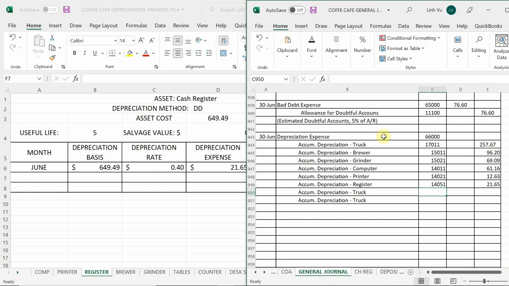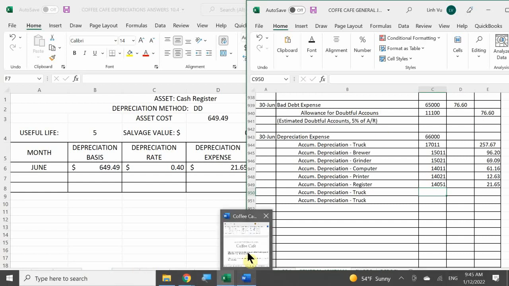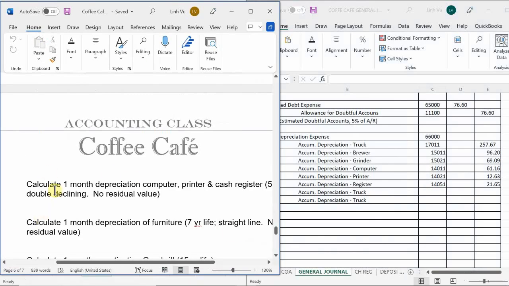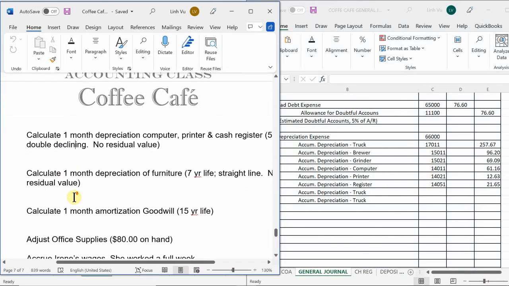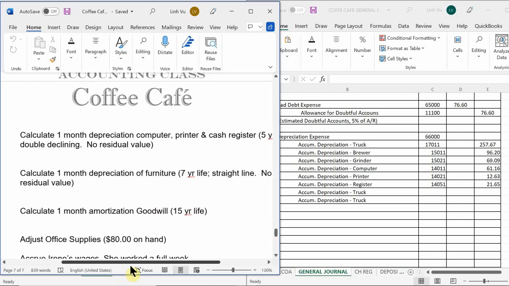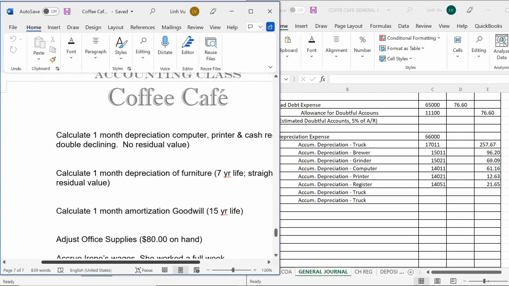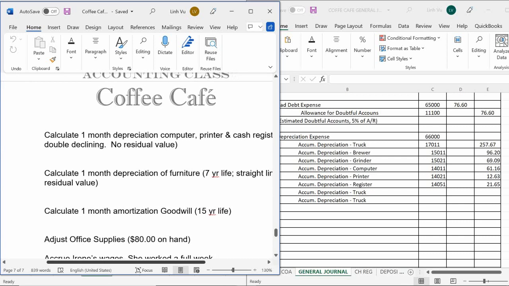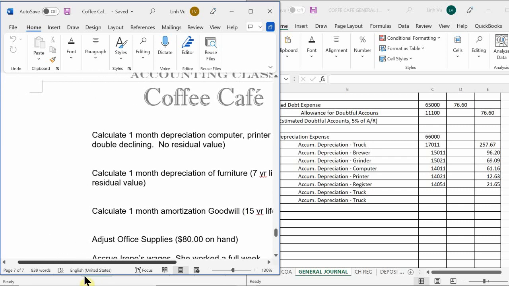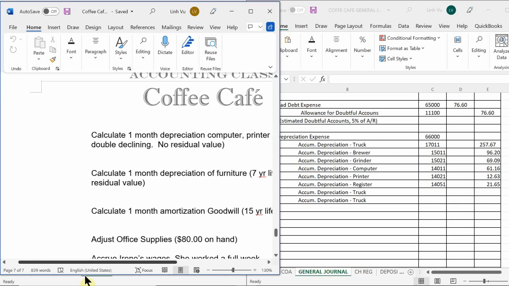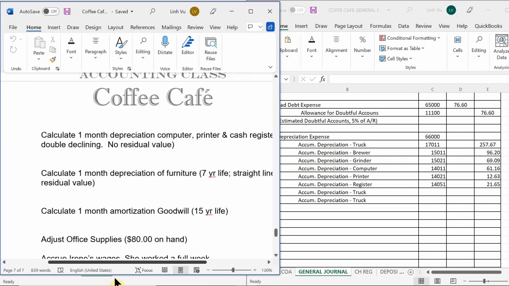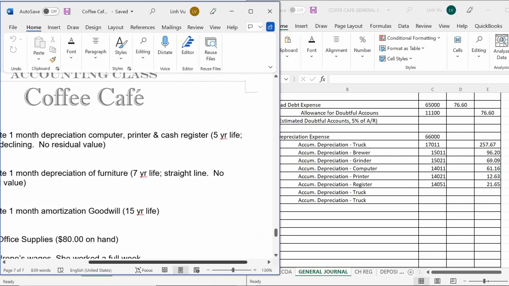Okay, so let's see what's next. Calculate 1 month depreciation of furniture, 7 years. Straight line, no residual value. In this case, it's furniture, right? Furniture is going to be your bistro tables and chairs, your counter, desk set, and display shelves. So we're going to do all 4 of those under 7 years of life and straight line.